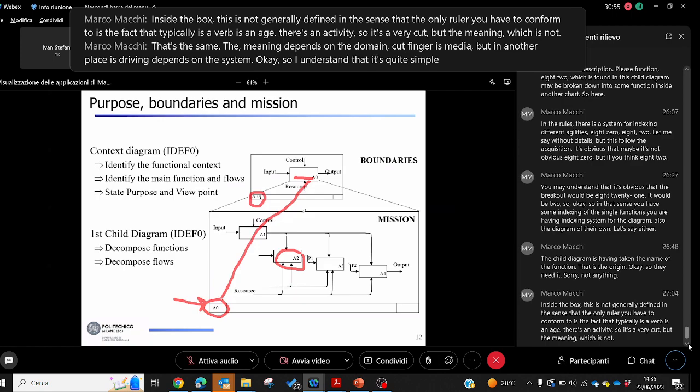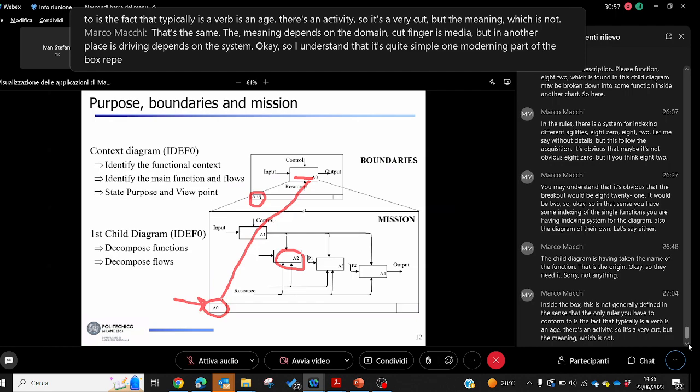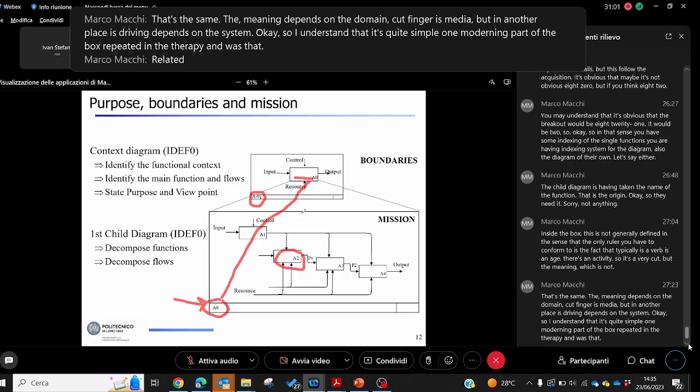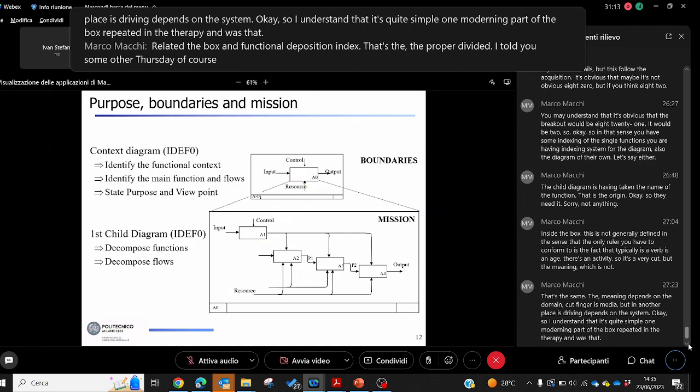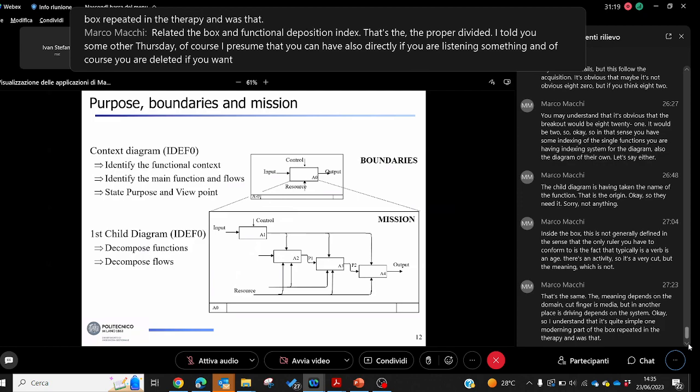One modeling comes from the box, repeated in an iterative sense, with the arrows that relate to the box, and functional decomposition. And that's the good property of IDEF0. I told you about some other methods. Of course, I presume that you can also have the recording if you are missing something, and of course you have the link if you want to apply it. It's quite simple.